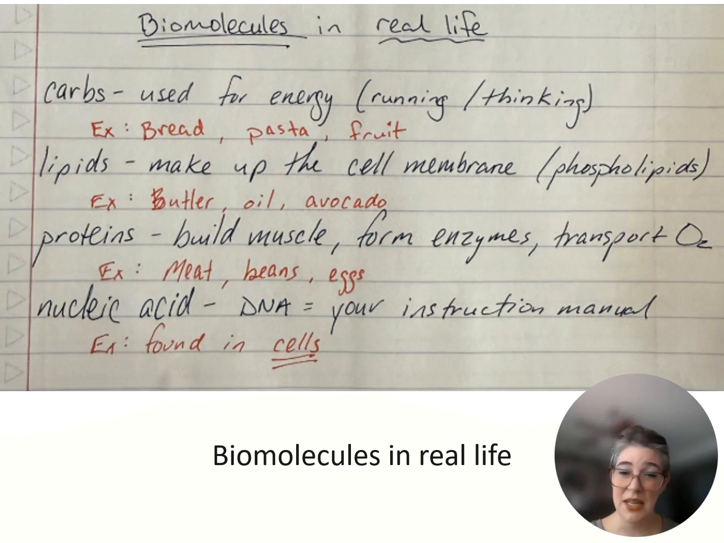And remember, enzymes can help speed up reactions within your body so that it doesn't take so long to get things done. And it also helps transport oxygen. So great. That was why hemoglobin was mentioned as one of our examples. Nucleic acid, this is found only in cells, so it's not something that you'll see on a nutrition label just because they don't write nutrition labels with nucleic acid mentioned. Your DNA, this is going to be your instruction manual.